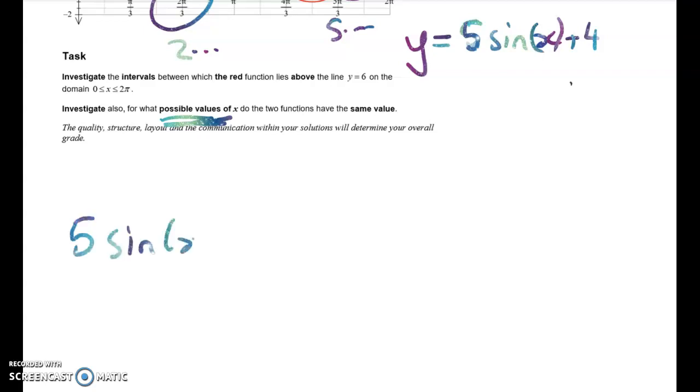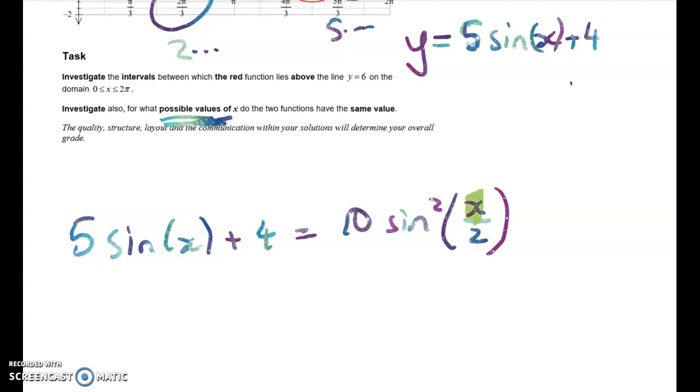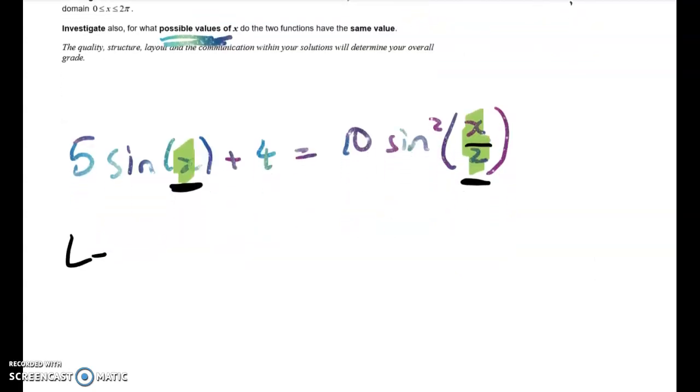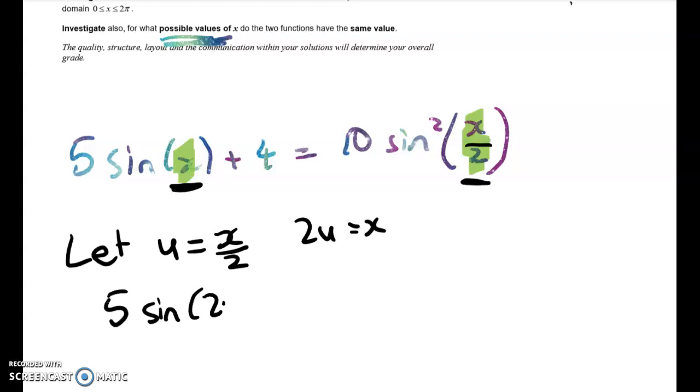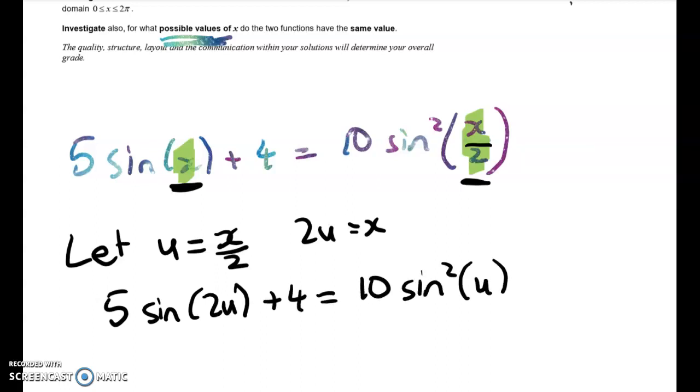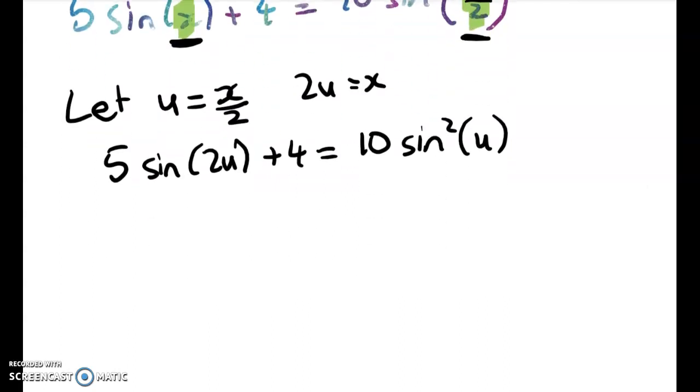So we've got 5 sine x plus 4 is equal to 10 times sine squared of x on 2. The first thing to notice that gives us an issue is that this is x on 2, or half of x, and this is x. We can use the double angle formula because x is 2 times x over 2. I find it easier to write that not using x over 2. I'm going to let u equal x over 2. So 2u is equal to x. That gives me 5 sine 2u plus 4 is equal to 10 times sine squared of u. And I'm going to follow that all the way through till we get down to our general solutions.